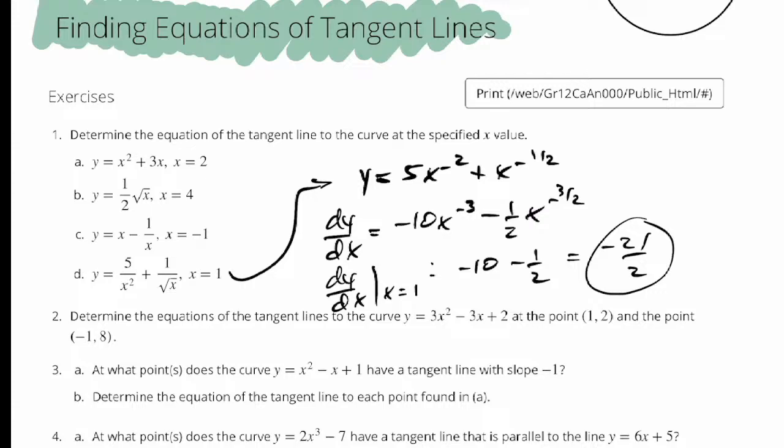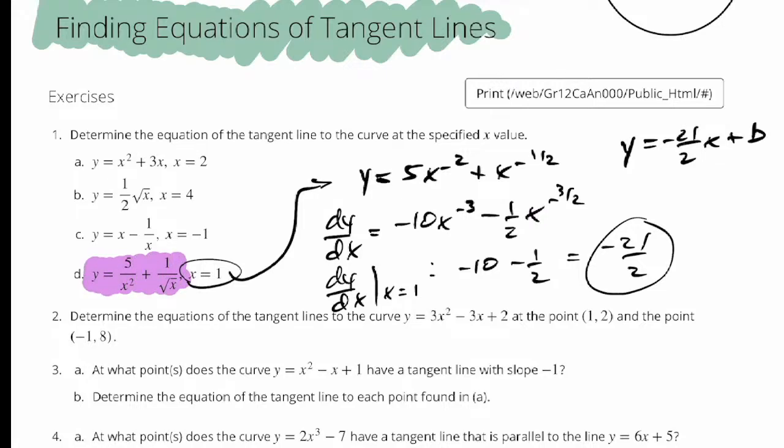That would be my slope. And they want the tangent equation. So then we have y equals minus 21 over 2x plus my y-intercept. And I need a point here. So the only x value I have, I did this at 1. So I'm going to have to sub a 1 into this equation to get the corresponding y value.